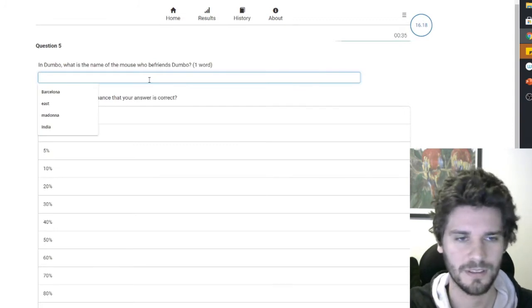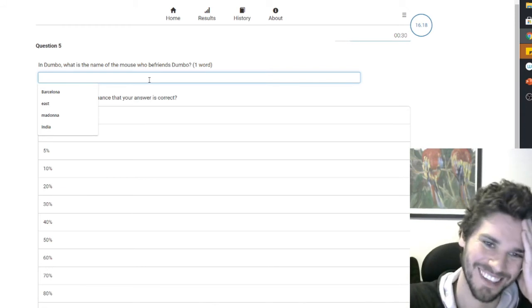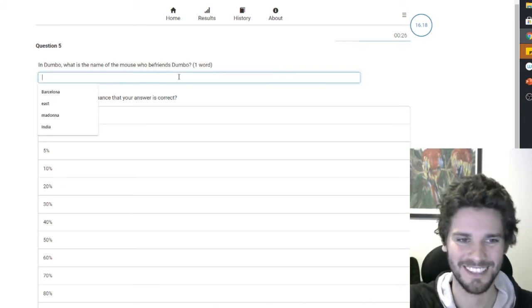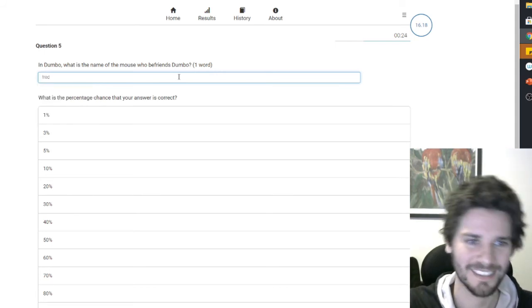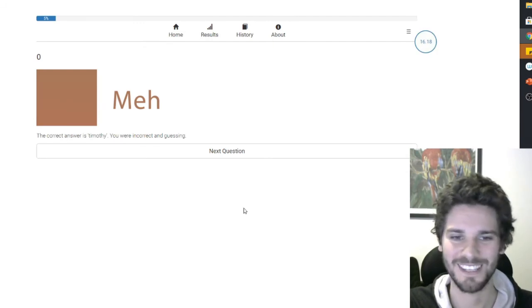Right, let's do one more. In Dumbo, the mouse who helps Dumbo. I've got no idea. 1% is too low. Fred, let's go with Fred. Is Fred the mouse? Fred is not the mouse. It turned out to be Timothy.